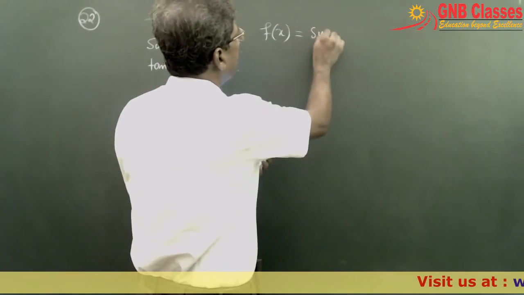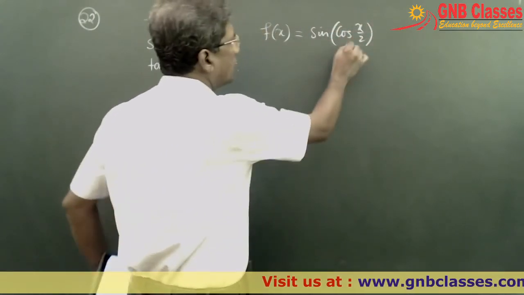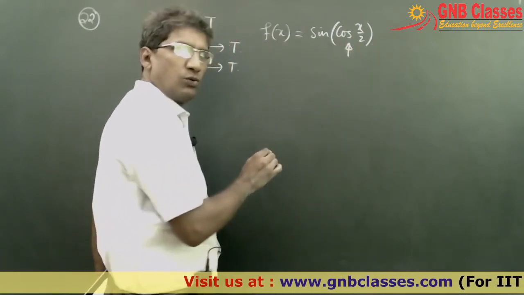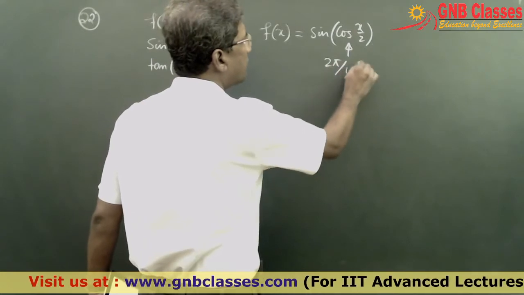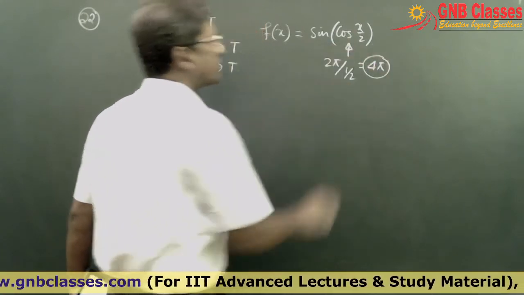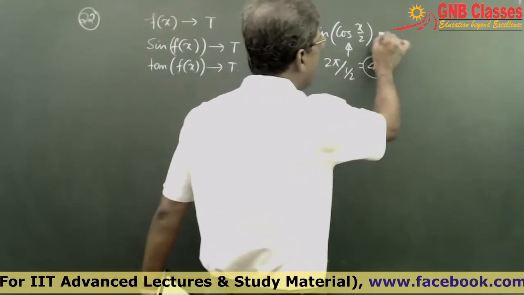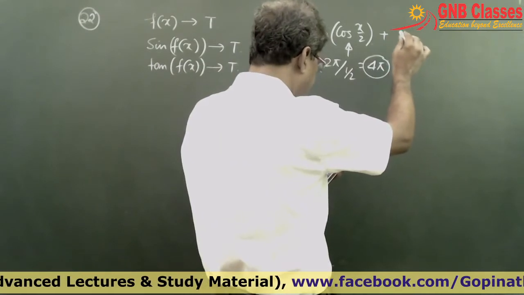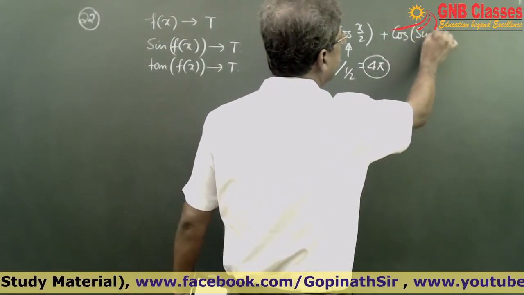Now for the first expression of the given function, which is our sine of cos(x/2). What is the period of cos(x/2)? It is nothing but 2 pi divided by half, which will give you 4 pi. Is it clear? Therefore the period of sine of cos(x/2) is 4 pi. And for the second expression, which is our cos of sine x. Now this is very important.